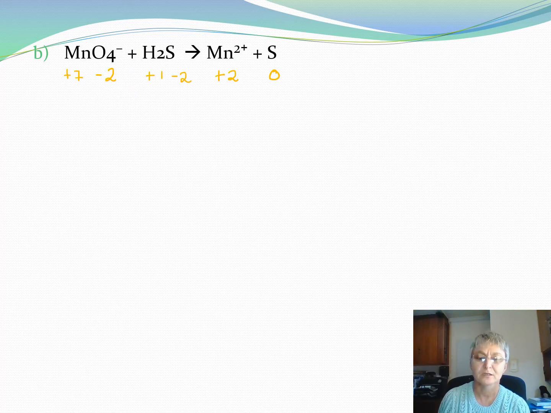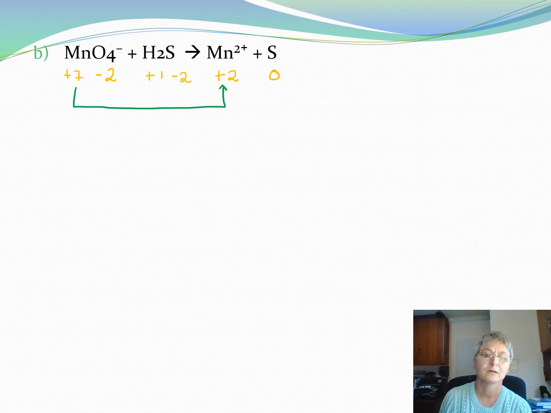The next thing is to see whose oxidation numbers changed. Manganese changed from +7 to +2. That's a decrease in oxidation number, so that would be my reduction half reaction. And the sulfur in the hydrogen sulfide increased from -2 to 0, so that would be the oxidation half reaction.